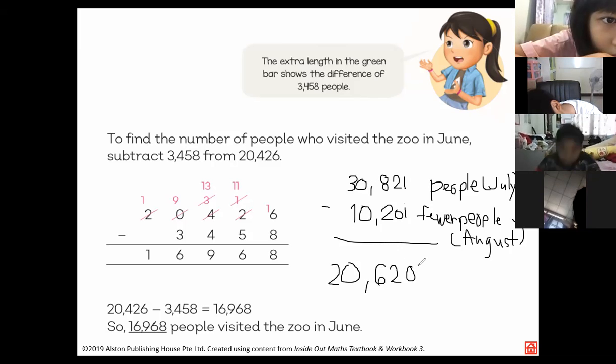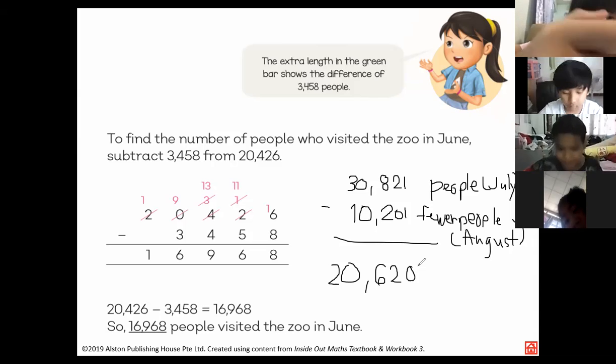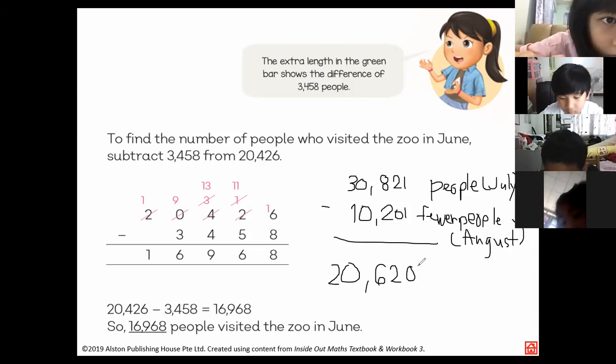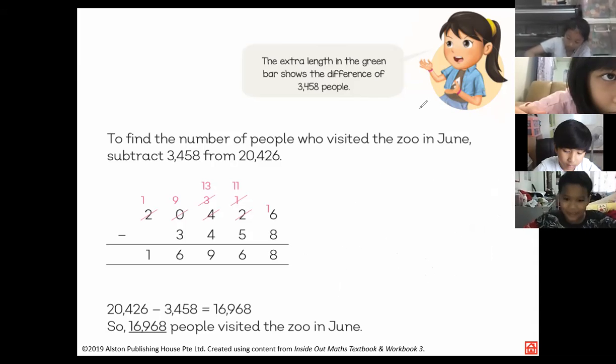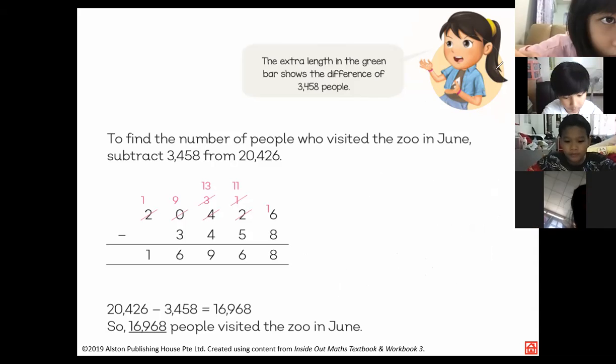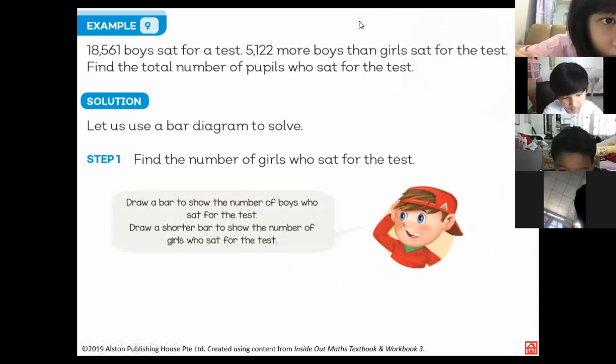Yes. Okay, let's check your answer. Okay, very good, Mukmai. So the answer is 20,620 people. Okay, very good. Class, do you understand? Okay, very good. All right, now let's proceed to example number 9.